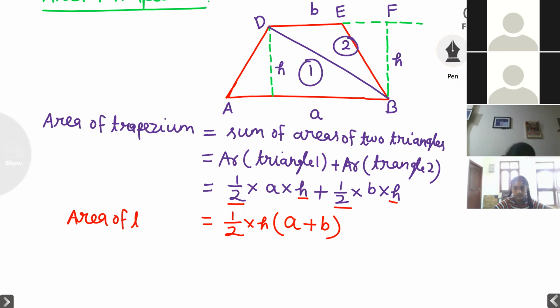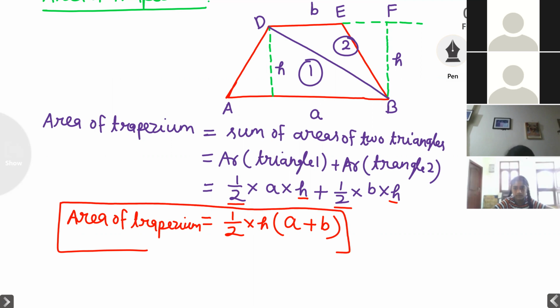Area of trapezium equals 1 by 2 into height into A plus B. We can say height by 2 into A plus B. What are A and B here? A and B are called parallel sides and H is called the height. Area of trapezium is equal to height by 2 into A plus B. Note down the formula.